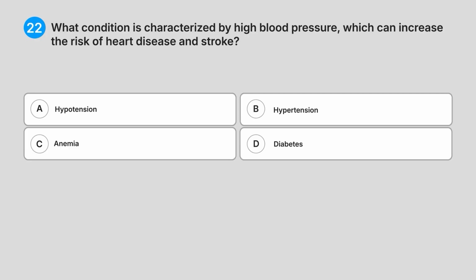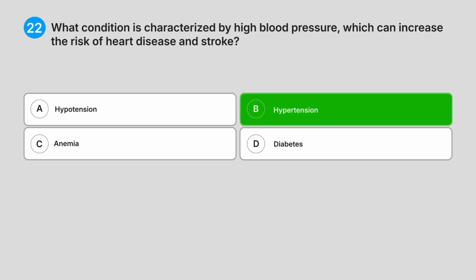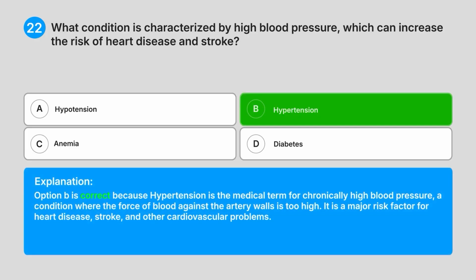Correct answer: B. Hypertension. Explanation: Option B is correct because hypertension is the medical term for chronically high blood pressure, a condition where the force of blood against the artery walls is too high. It is a major risk factor for heart disease, stroke, and other cardiovascular problems.